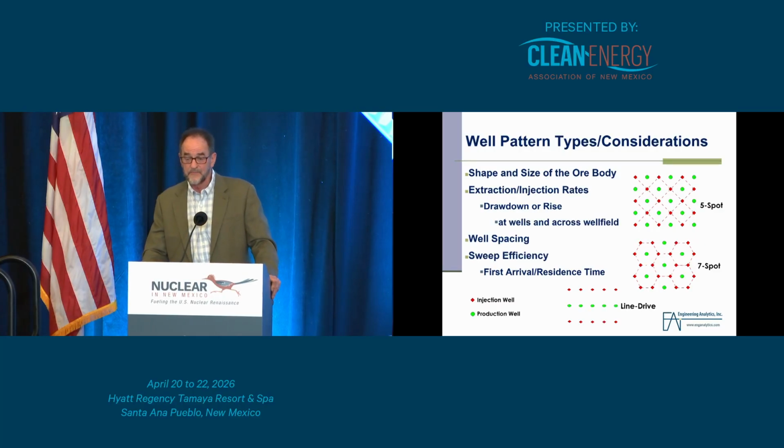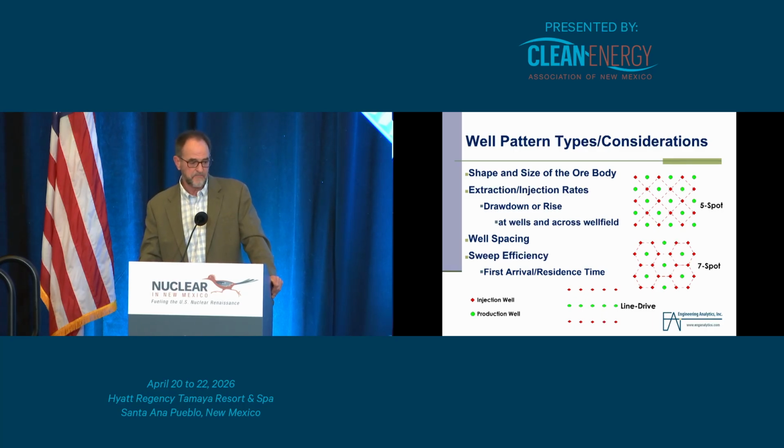So, well pattern types and considerations for selecting them. In the upper right-hand corner, I have a typical 5-spot well field, and that entails you've got 4 injection wells surrounding a single production well. And if the ore body is aerially extensive, you can repeat that pattern, and then you get the benefit where now your injectors can actually feed 4 different producing wells. So it becomes good in terms of efficiency of that well field.